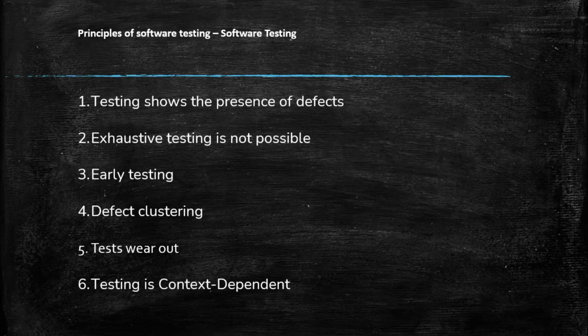What next? Testing is context dependent. The testing approach depends on the context of the software developed. Different types of software need different types of testing. For example, the testing of an e-commerce site is different from the testing of an Android application.